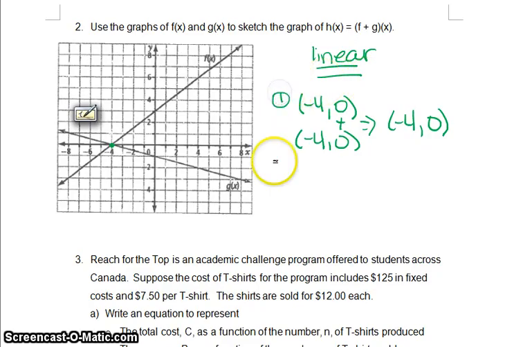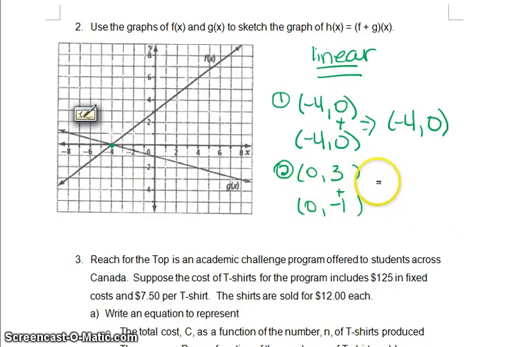Then for your next point, you can choose any one. I'm just going to pick a few random ones. Our next one could be, let's say, when x is equal to 0. So for f of x, we're at 0 and 3. And for g of x, we're at 0 and -1. Adding those two together, we get 0 and 3 plus -1, that is equal to 2. So there we're at 0 and 2. That point is going to be right there.